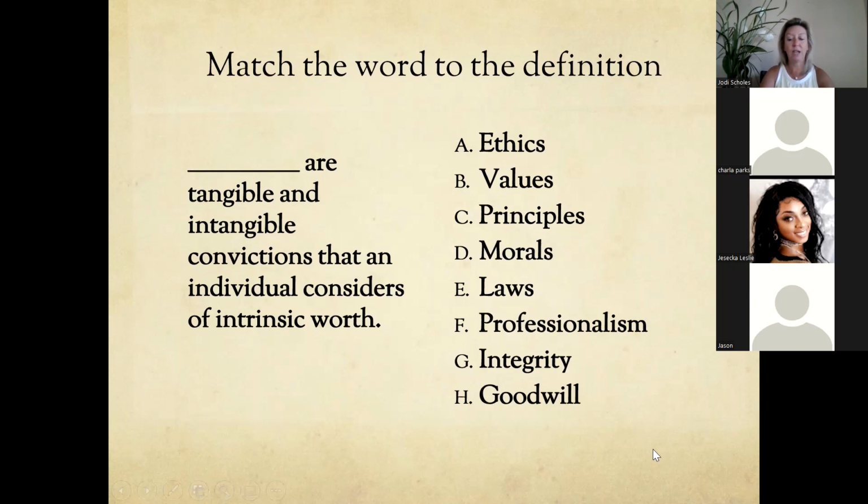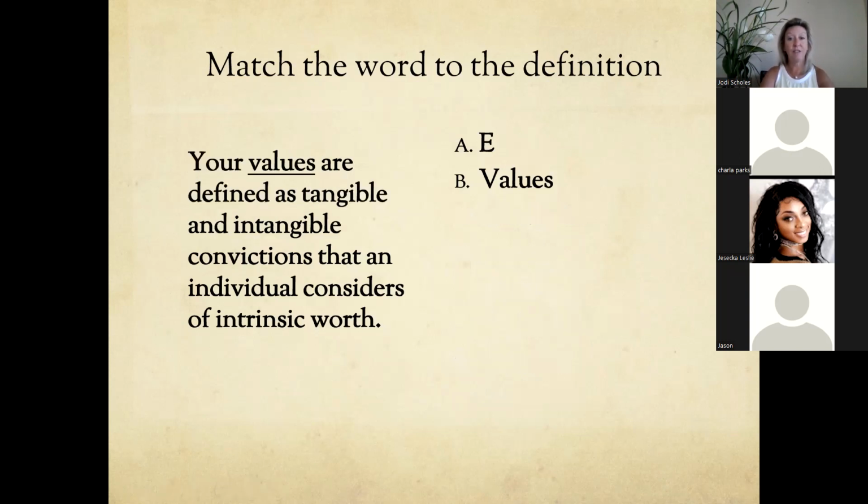All right, and the correct answer is values. Oh, morals would have been a good answer too. I'm just saying. But we had so many there. Your values are defined as tangible and intangible convictions. But your morals are that too, that an individual considers of intrinsic worth. See how there's 2 right answers? Yeah, but in this case, values, I guess, is a little bit better.